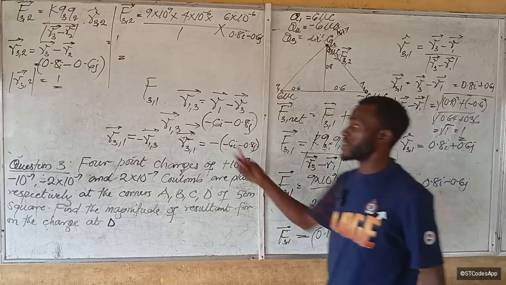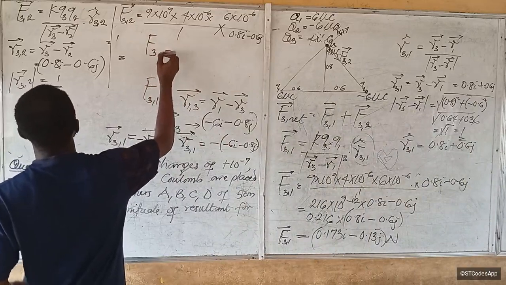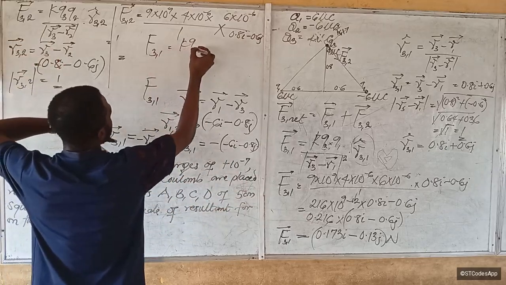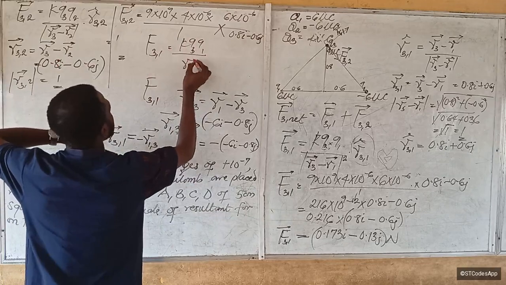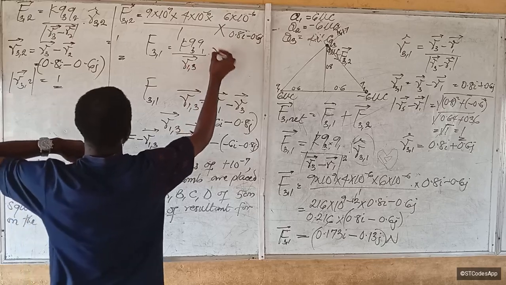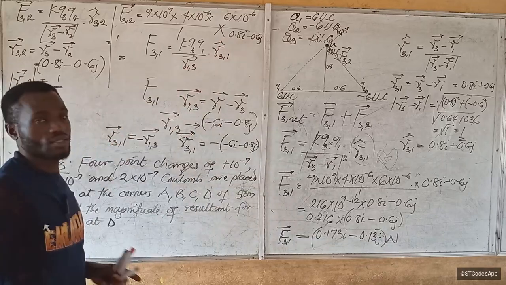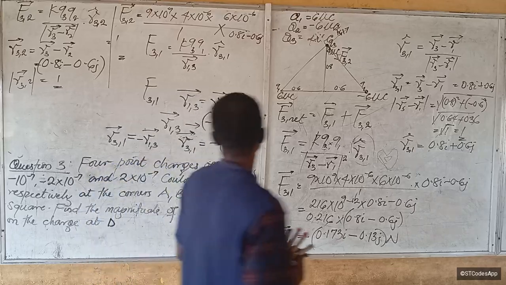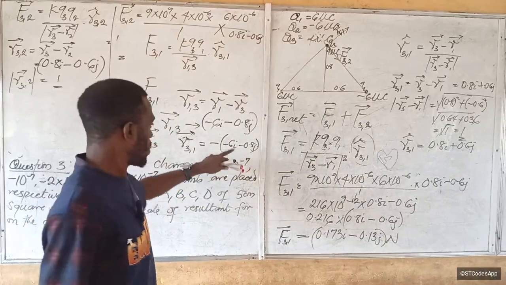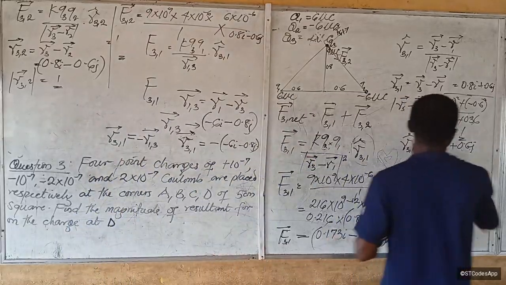And you might be wondering where I brought this from. You remember that I said that the formula for F31 will be equal to KQ3Q1 over the position vector R13 dot the unit vector R31. I already mentioned this, right? So that's why I'm bringing this. So if you use this or use this, you get the same answer. That's my point. Whether you use negative, negative, or use positive, you get the same answer.